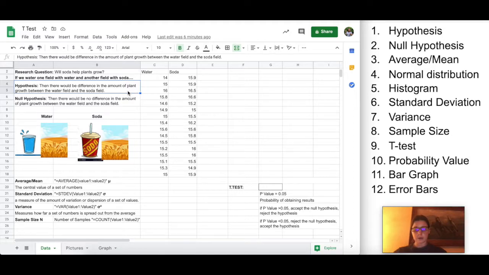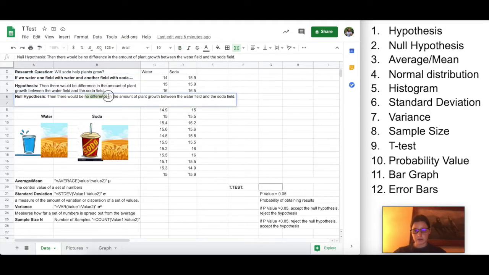Now, in order to come up with the null hypothesis, we want to think of the opposite of the hypothesis. So, if the hypothesis isn't true, what would we say? And we can say, if we water one field with water and another field with soda, then there would be no difference in the amount of plant growth between the water field and the soda field.